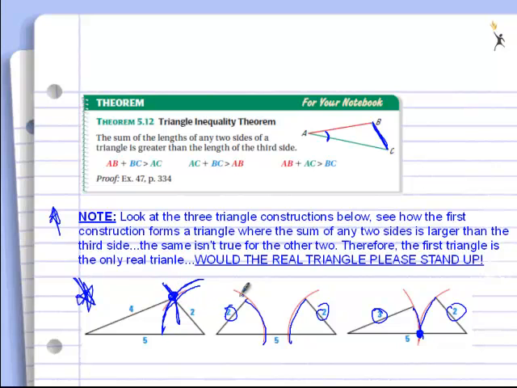But again, if the sides are less than the third side, then you'll just get this big gap here because they won't intersect. Then, if you get something equal to the third side, they'll intersect, but at a point that's on the line as opposed to above it or below it. That's why it has to be greater than. Any two sides have to be greater than the third side. You might say, well, 2 plus 5 is 7, and 7 is greater than 3. Yeah, but 3 plus 2 is 5, and 5 isn't greater than 5. It has to be greater than it. Therefore, the first triangle is the only real triangle in this drawing. Would the real triangle please stand up?